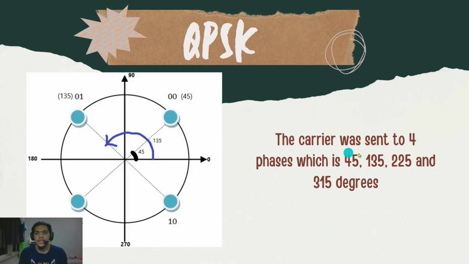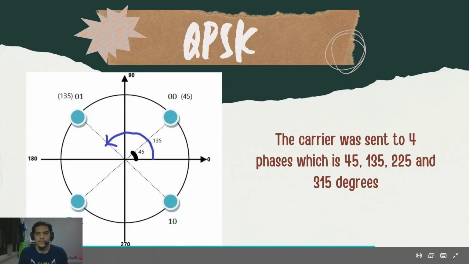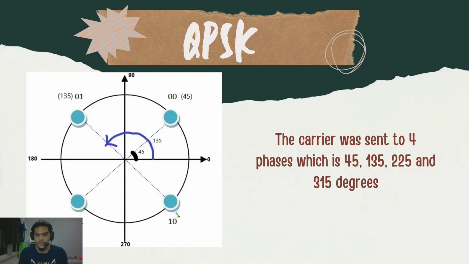The carrier was sent to four phases which are 45 degrees, 135 degrees, 225 degrees, and 315 degrees. So for the first symbol that is 00, the phase is 45 degrees. For the 01, the phase was 135 degrees. For the 11, the phase was 225 degrees. And for the 10, the phase was 315 degrees.